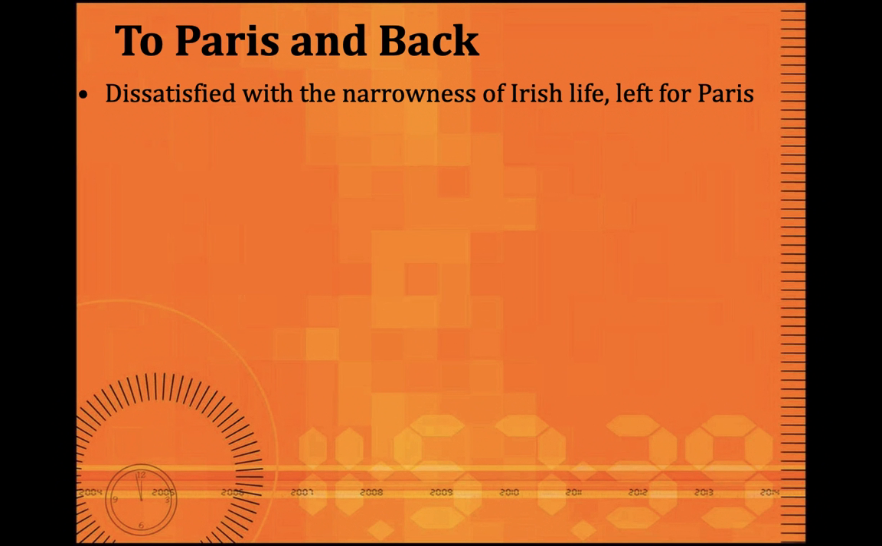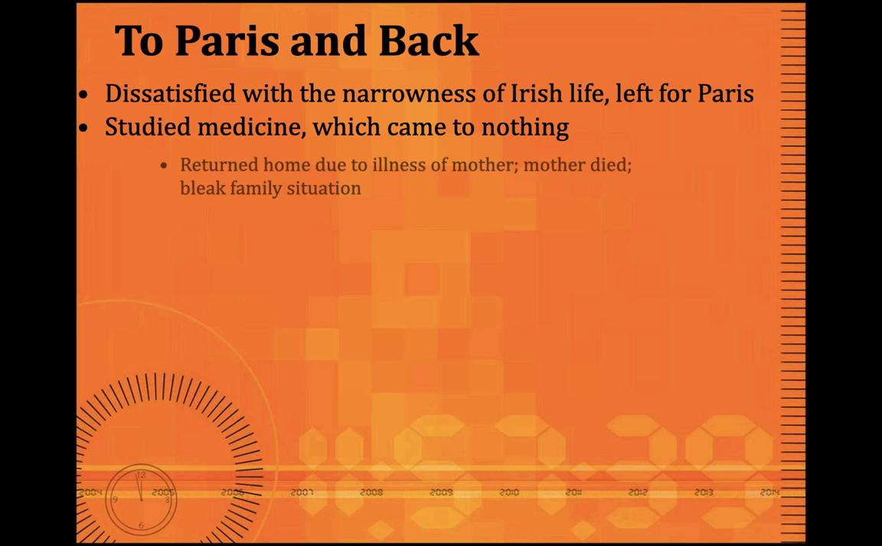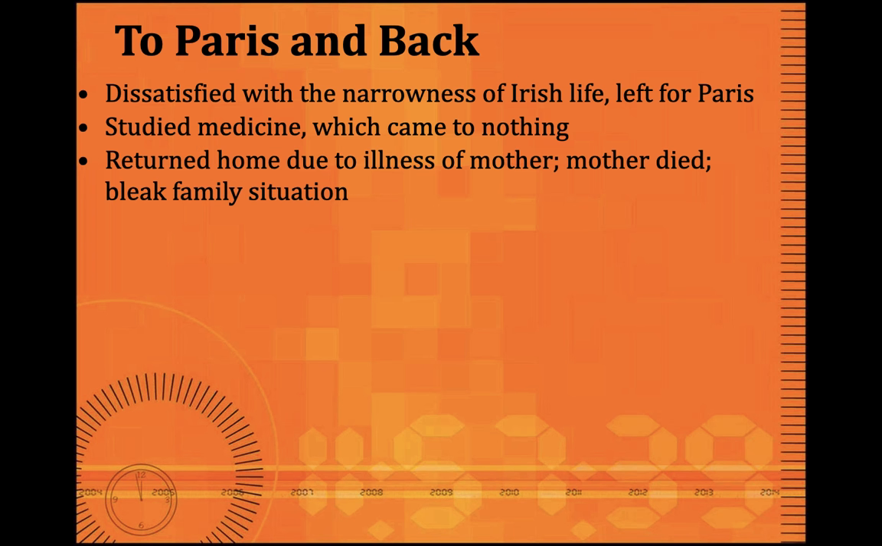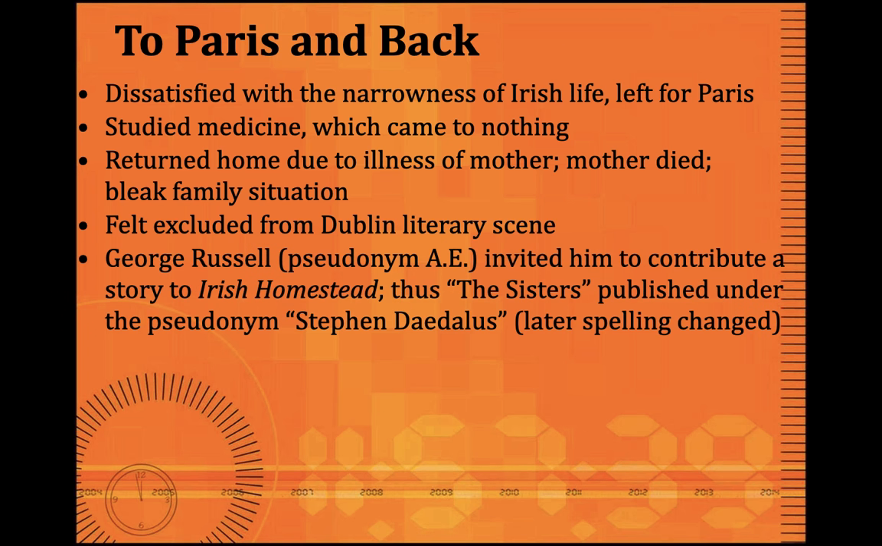From there, he went on a foreign trip and then returned back to Paris. He studied medicine, which came to nothing, and he returned home to Ireland when his mother was fatally ill and she died. The family situation was bleak, and he was writing and trying to publish his works. He felt excluded from the Dublin literary scene at this time.